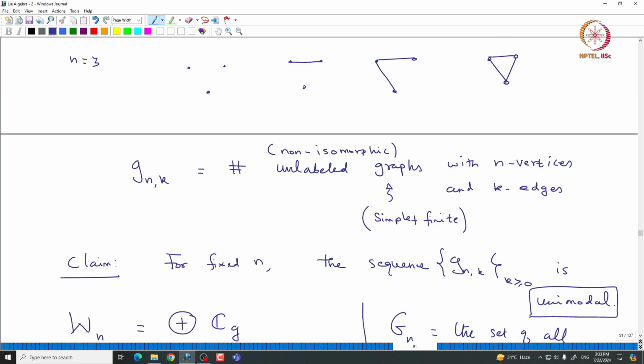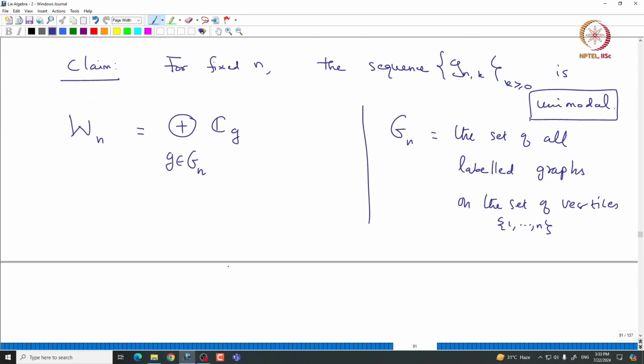So, naturally the symmetric group acts on this. We have the symmetric group S n acting on W n, by just permuting the vertices, that is, by permuting the labels of a labeled graph.